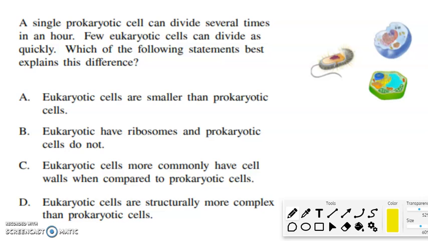A single prokaryotic cell can divide several times in an hour. Few eukaryotic cells can divide as quickly. Which of the following statements best explains the difference?